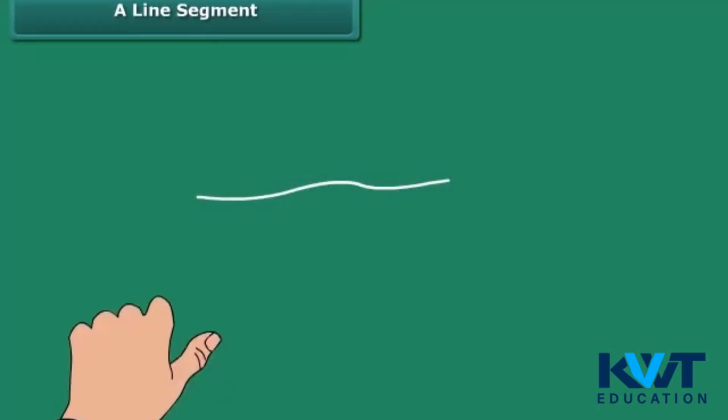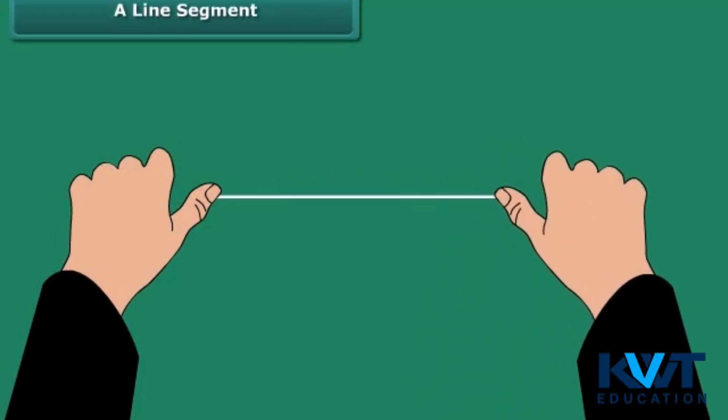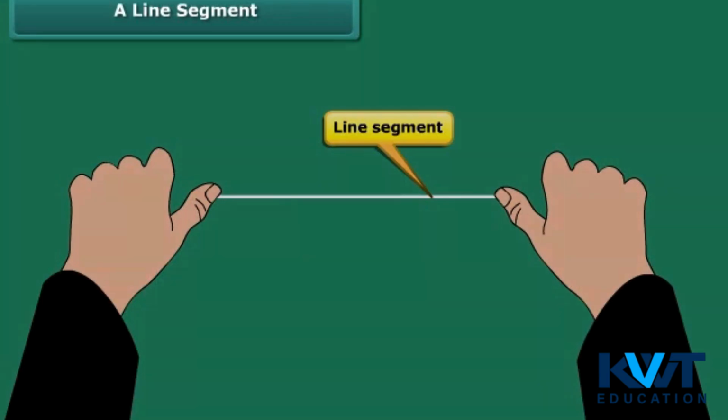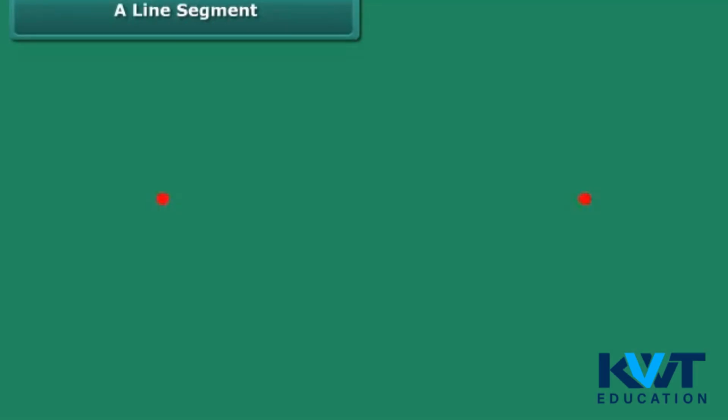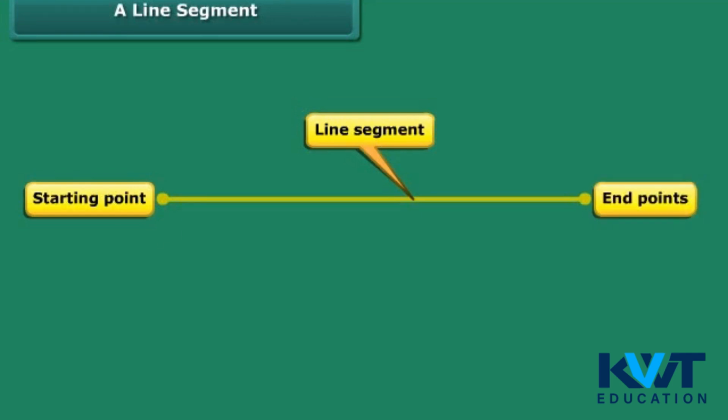Take a thin thread and hold it without slack. It represents a line segment. The shortest distance between 2 points is known as a line segment. The starting and ending of a line segment are its end points. A line segment can be named by naming its end points. We can call this line segment AB or BA.